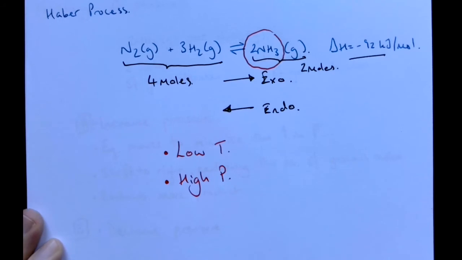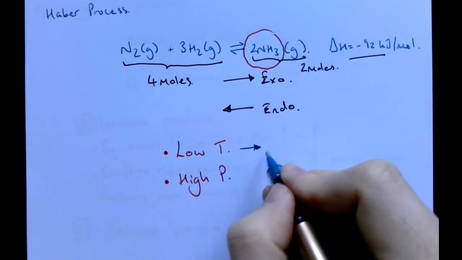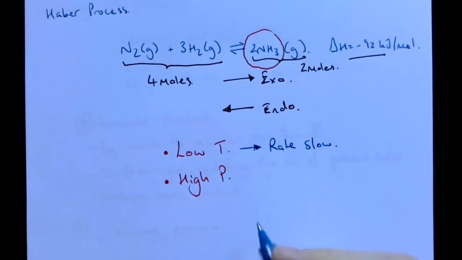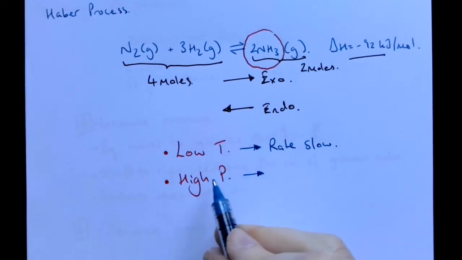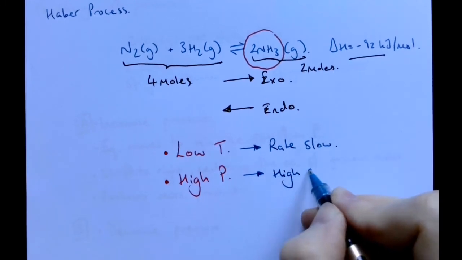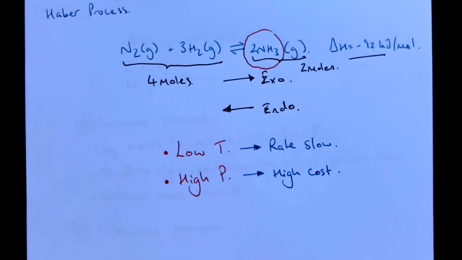Okay, now that's all great and everything, but Haber, he needs his ammonia today. So having a low temperature means the rate will be slow, which is not good. Also, Haber at the moment, he's only just started his ammonia producing business, and he can't afford the expensive equipment that you need in order to be able to do this at high pressure. So those are the problems that you would have. So when we do the Haber process, you have to come up with a compromise between these two situations.